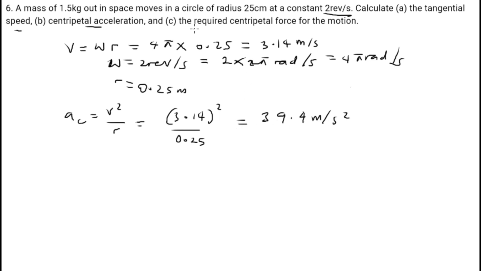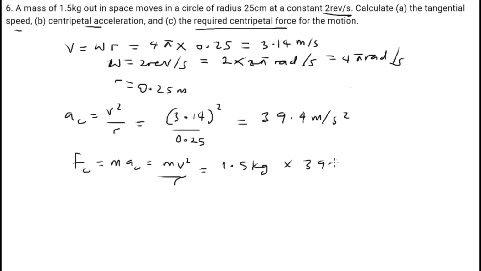Now to find the required centripetal force. The required centripetal force is the product of mass and the centripetal acceleration, or mv squared upon r, so I will need to multiply the mass, which is 1.5 kg, by 39.4, and that's supposed to be 59 Newton. So that's it about circular motion.